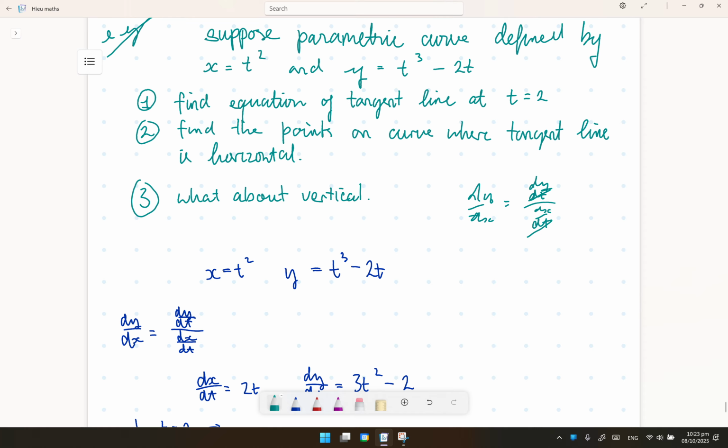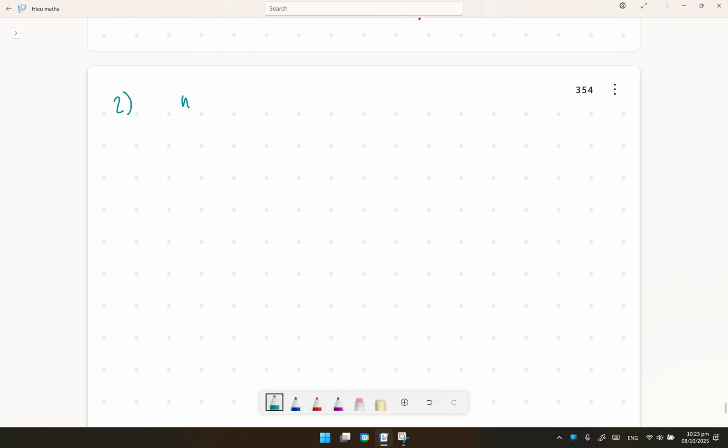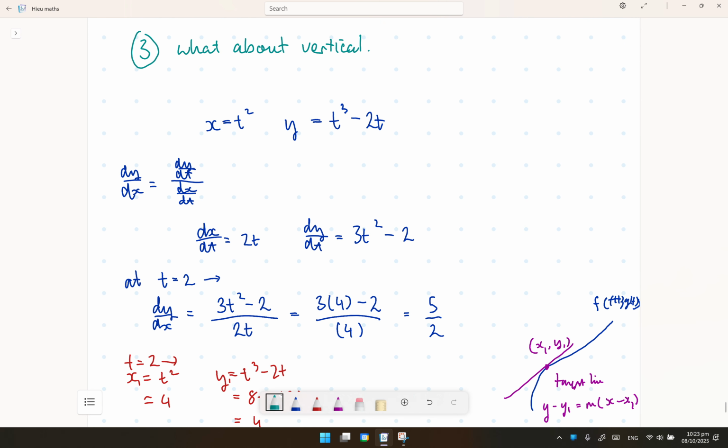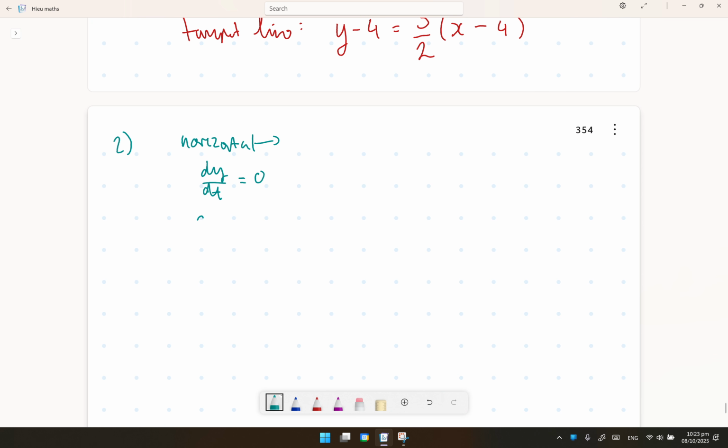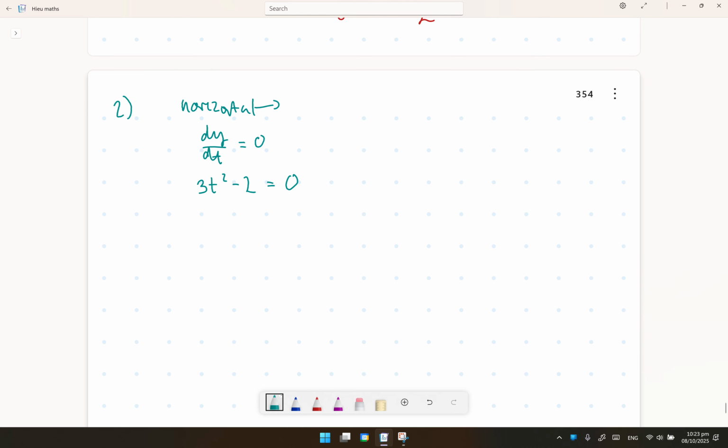Remember, the dt's cancel. So for a fraction to be equal to 0, the numerator must be equal to 0. Therefore, dy over dt is equal to 0 when the tangent line is horizontal. So let's say horizontal. Therefore, dy over dt must be equal to 0. So therefore, what is dy over dt? Let's come back. Dy over dt is 3t squared minus 2. So 3t squared minus 2 must be equal to 0.